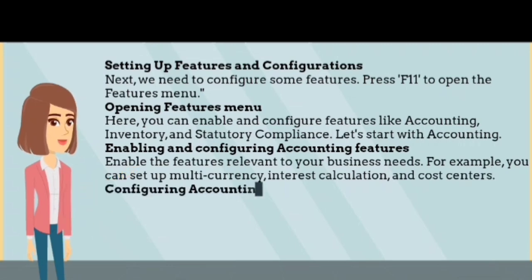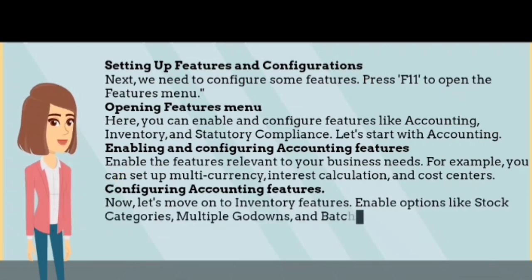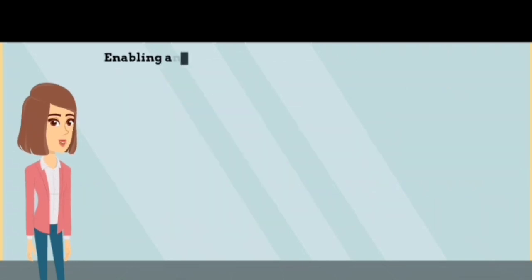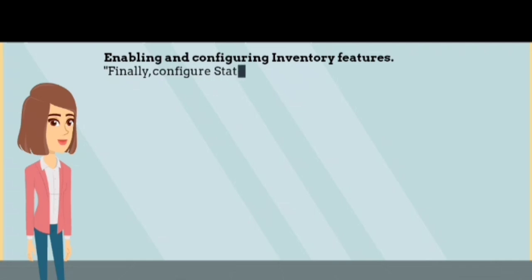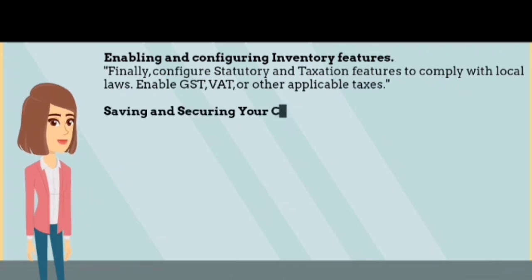Now, let's move on to inventory features. Enable options like stock categories, multiple go-downs, and batch-wise details if your business requires them. Finally, configure statutory and taxation features to comply with local laws. Enable GST, VAT, or other applicable taxes.